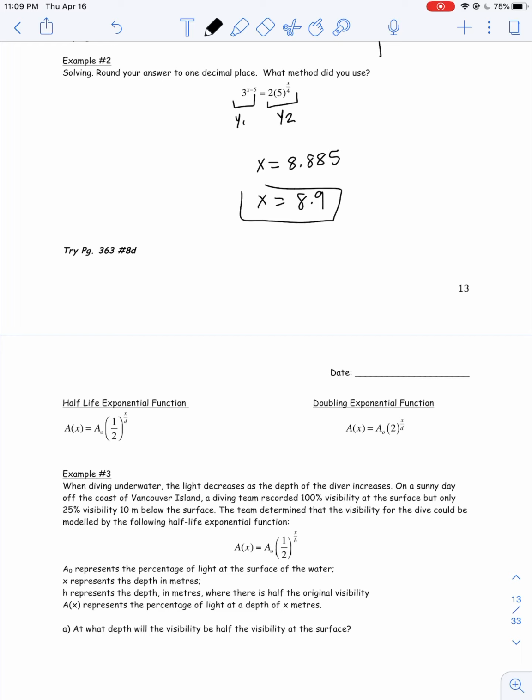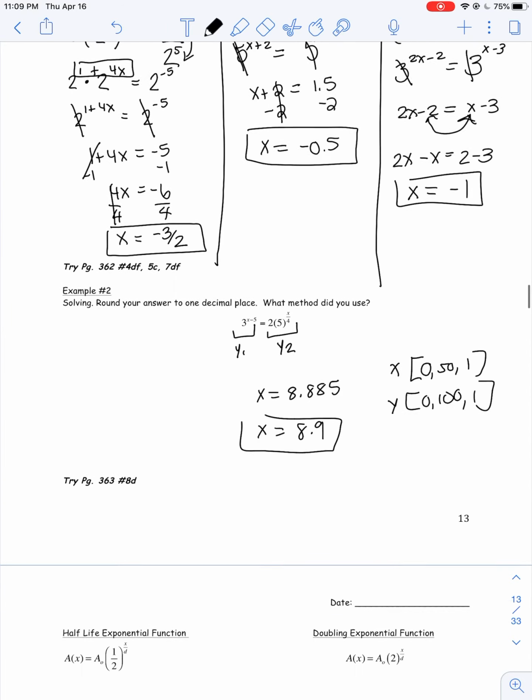For this, I used the window. The window that you could use to find this would be 0, 50 to 1, and then your y value could be 0, 100, up to 1. So that would be a window that you could use to see all these answers here.